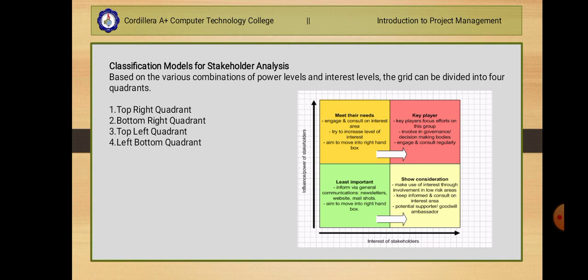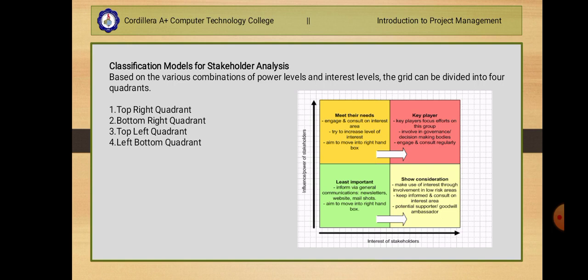Next is we have the bottom right quadrant. So the stakeholders on the bottom right quadrant have high interest but low power. So with high interest but low power, kailangan I need to keep in the loop. So here, show consideration. Make use of their interest through involvement in low risk areas, and keep informed and consult on the interest area. They are potential supporters, goodwill ambassadors. So you should share information with them and keep them regularly informed, or lagi nyo silang ini-inform dapat. Okay, itong bottom right quadrant, which is show consideration.